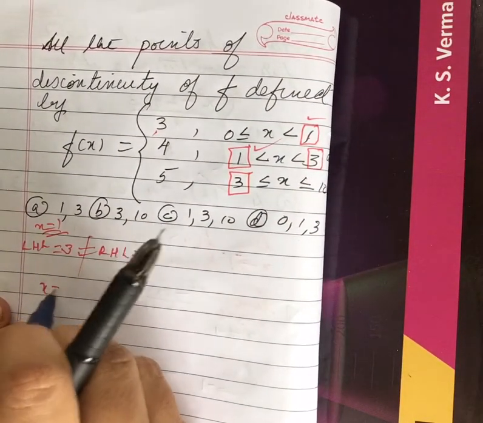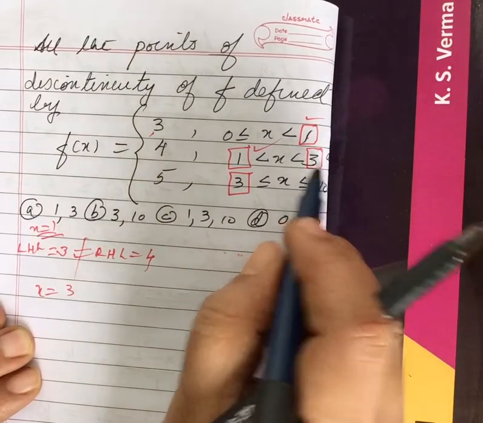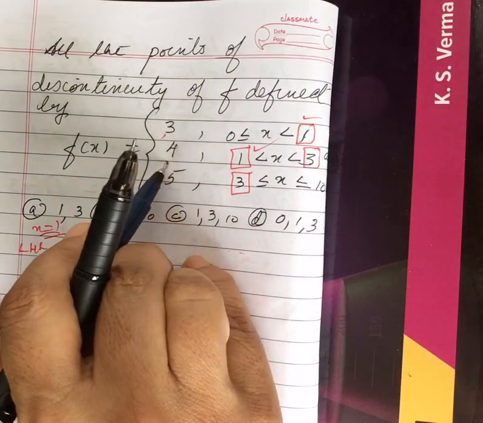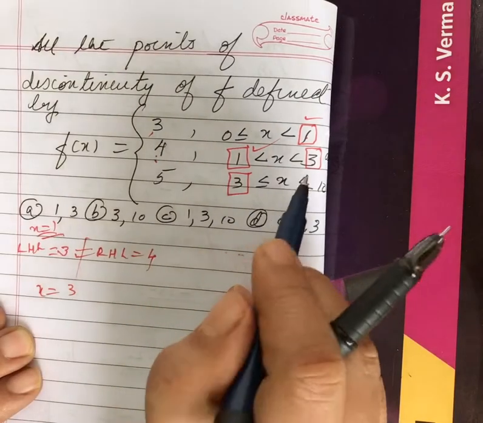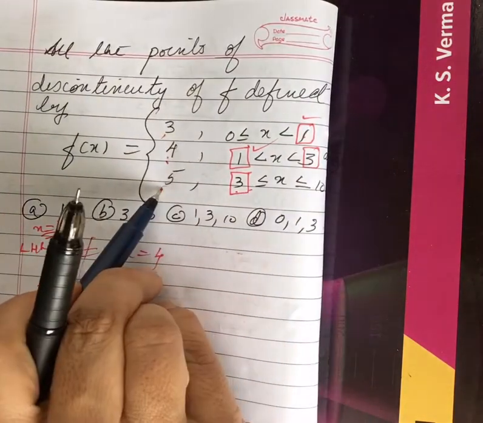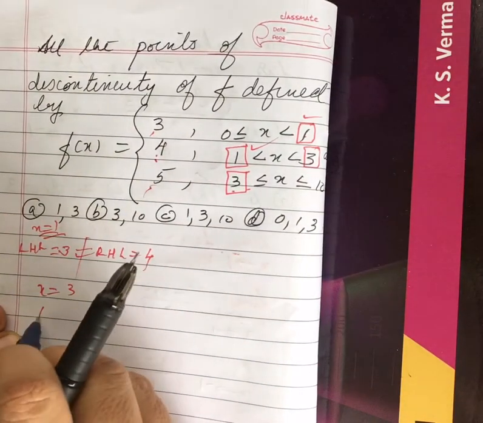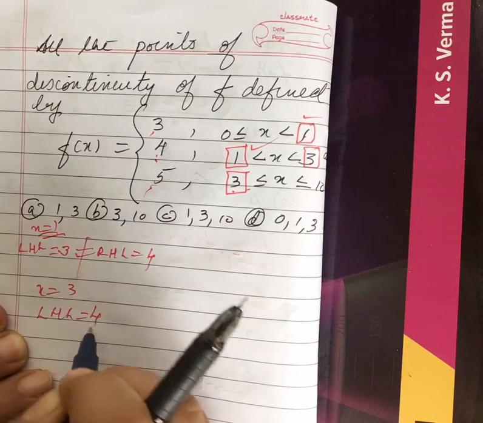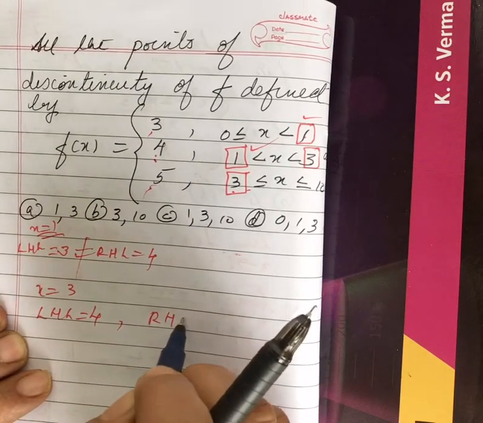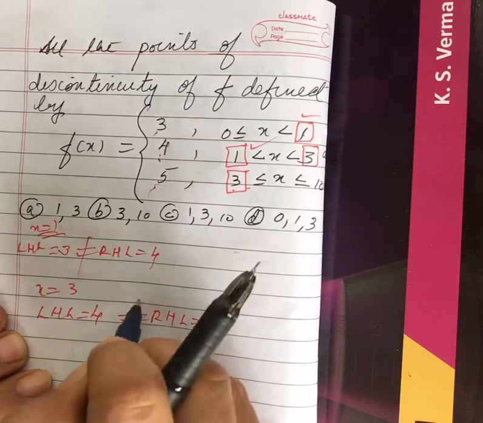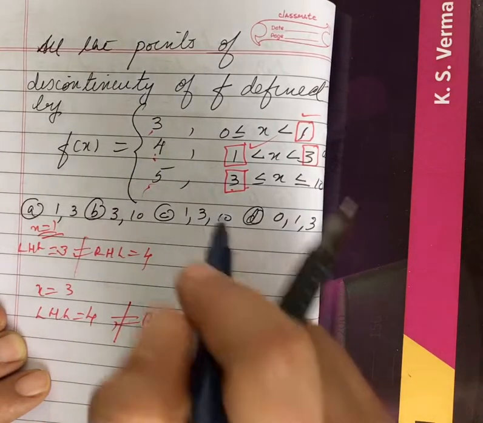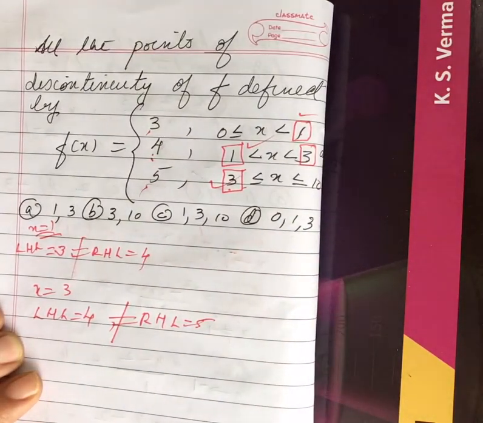Now you consider the next point x equal to 3. Left hand limit will be the limit of 4, which is 4. Right hand limit will be limit of 5, that is 5. They are not equal. LHL equal to 4 and RHL equal to 5. That means this is also a point of discontinuity.